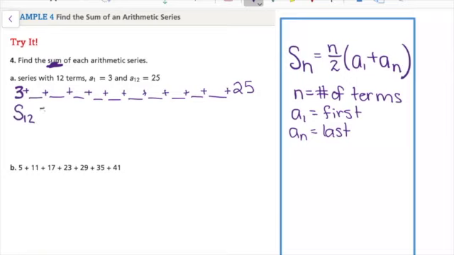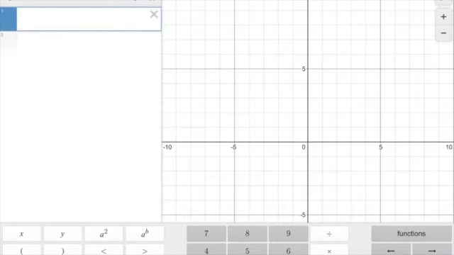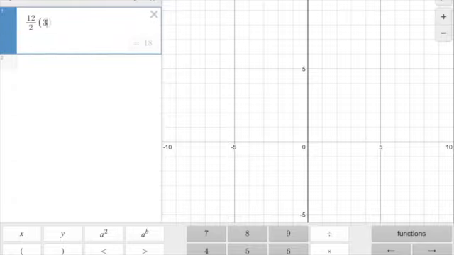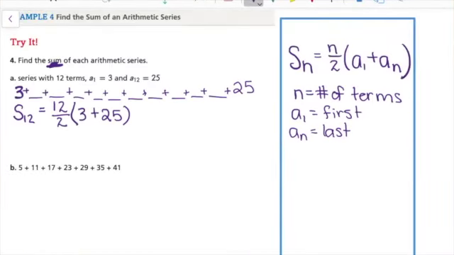So the sum equals 12 divided by 2. So that divided by 2 is always there. You're always cutting it in half. The first term is 3, and the last term is 25. If you're feeling lazy, just go straight to Desmos. So 12 divided by 2, parenthesis 3 plus 25. 168. So the sum of all of those numbers together is 168.